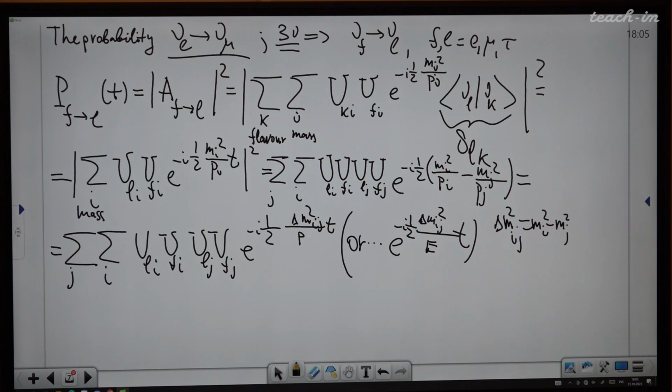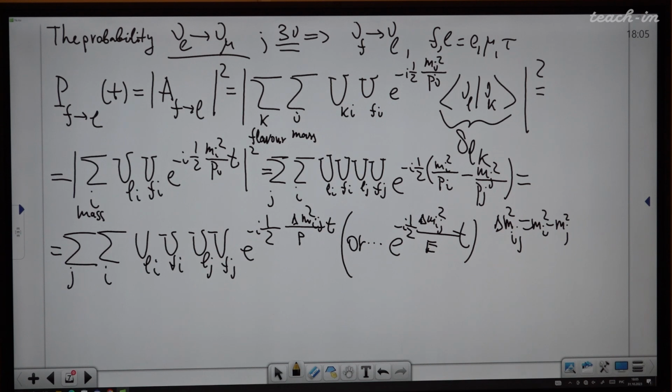Yeah. Why does the scalar product between nu L and nu K equal delta when nu L is a flavor, but nu K is a No, L and K are flavor, both. L and K are both flavor.